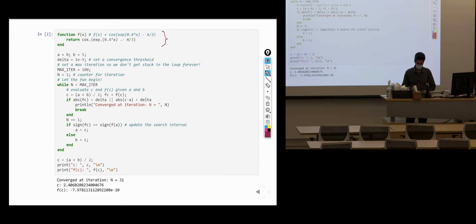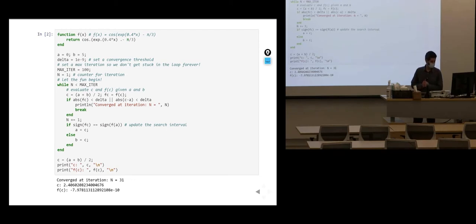And it works. Now this time, after 31 iterations, we find the value of the root, okay? So it is nice to see that the same algorithm can be reused. So that's the end of the bisection algorithm.